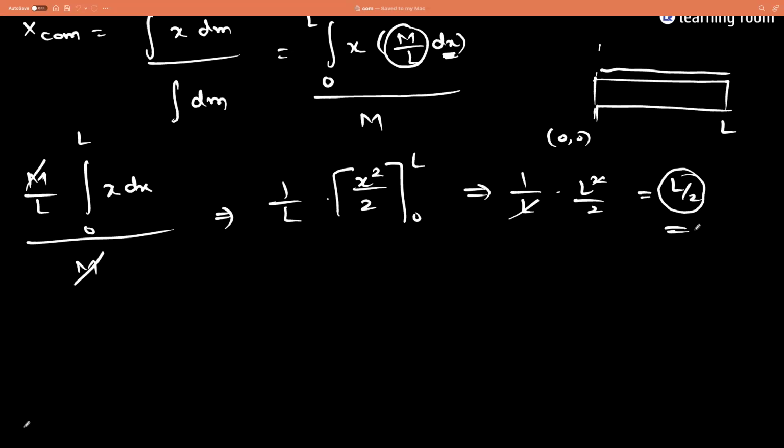So is it clear? Means exactly at the center, you have the center of mass at a distance of L by 2 from the origin or at a distance of L by 2 from the other end. Am I clear with this?